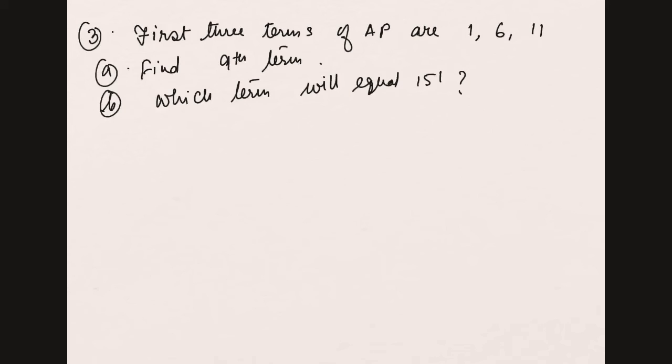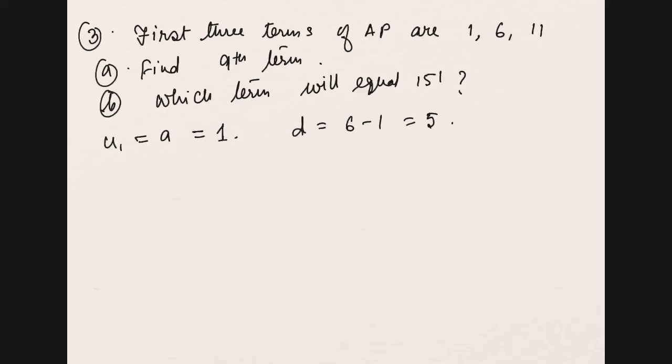Now take one more example. Here the first three terms of an AP are 1, 6 and 11. Find the ninth term and which term will be equal to 151. The information it gives us is the first three terms. So U1, or most commonly A, is 1, given. Now what is D? Let us find D from this sequence: 6 minus 1 equals 5 is my D.